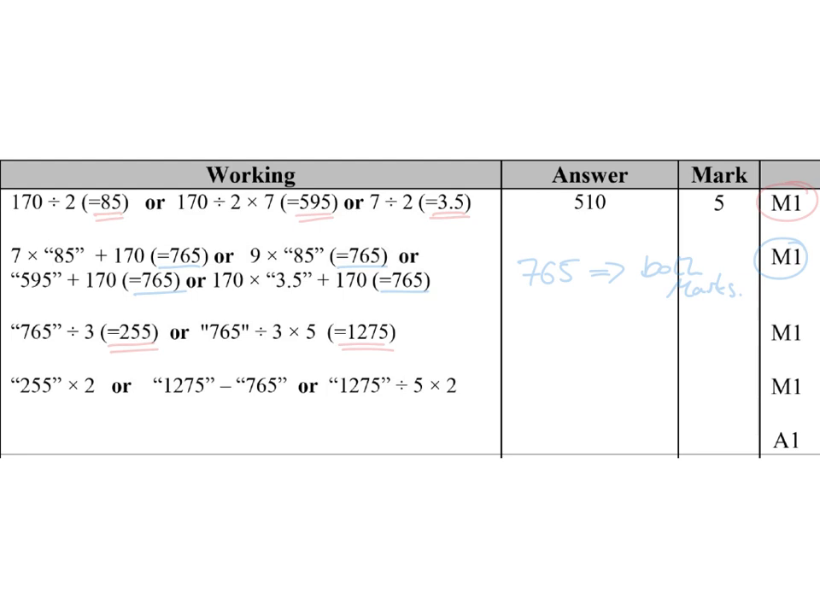If you divide the number of children by 3, and possibly you could have multiplied it by 5, if you do either of these numbers, 255 or 1,275, you get the third mark. And if you do a correct method to find out the total number of adults, either by subtracting the number of children or multiplying 255 by 2, then you get the fourth method mark. The final mark comes by getting the exact right answer written down clearly. And as stated before, it's enough for all 5 marks.